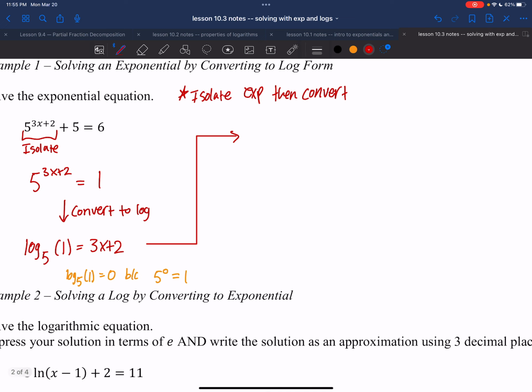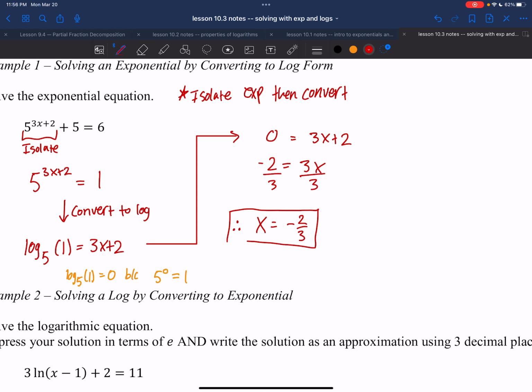Okay, so what I get here is that 1 equals 3x plus 2. I'm sorry, no, 0. What am I doing? Sorry, because log base 5 of 1 is 0. So 0 equals 3x plus 2. Let's quickly solve. Negative 2 equals 3x. Divide both sides by 3. Therefore, x equals negative 2/3. Okay.